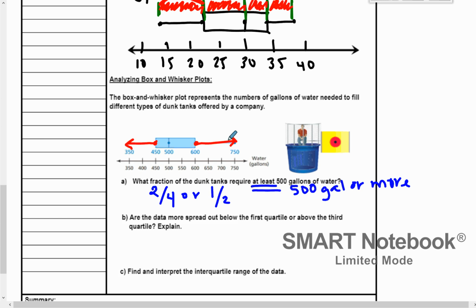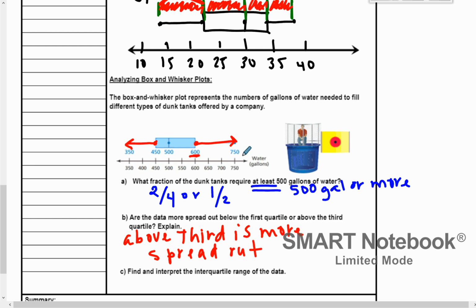Well, we can visually just look at those lines. We want the one that's more spread out. We can tell that this line is bigger. It's longer than this one. So above the third quartile is more spread out because it's a longer line. Or you could look at the numbers.